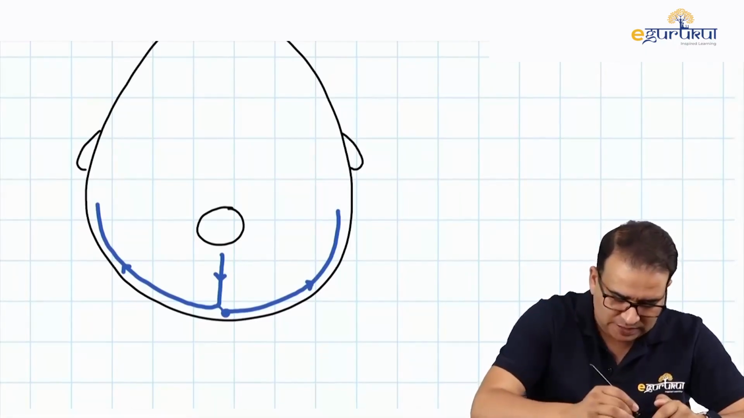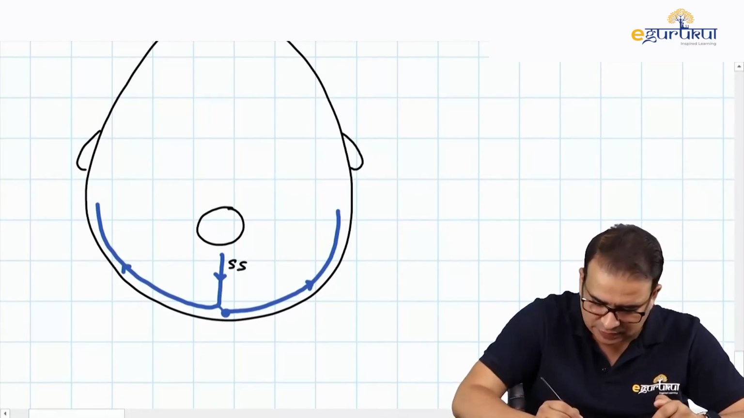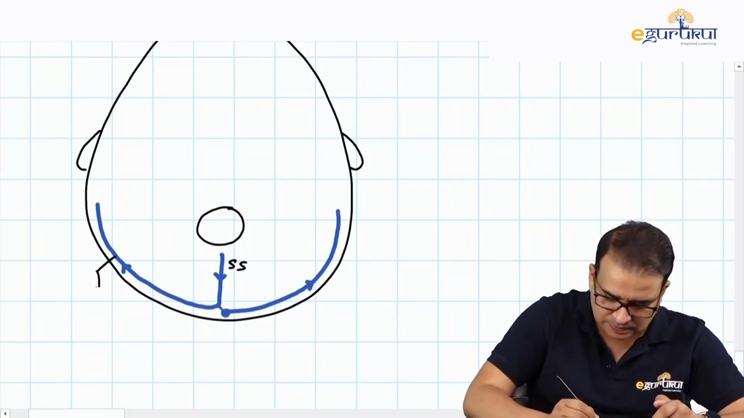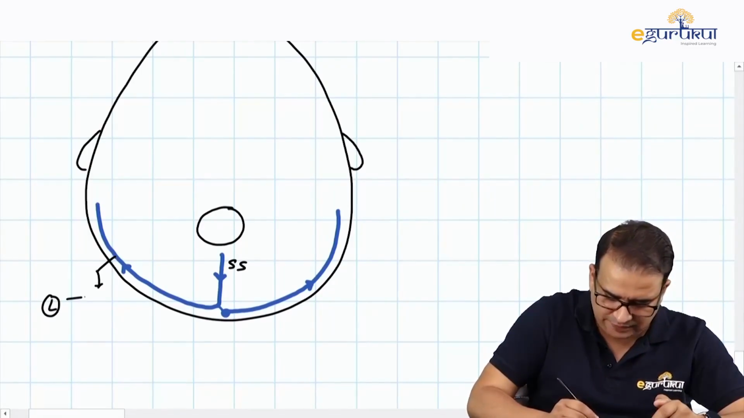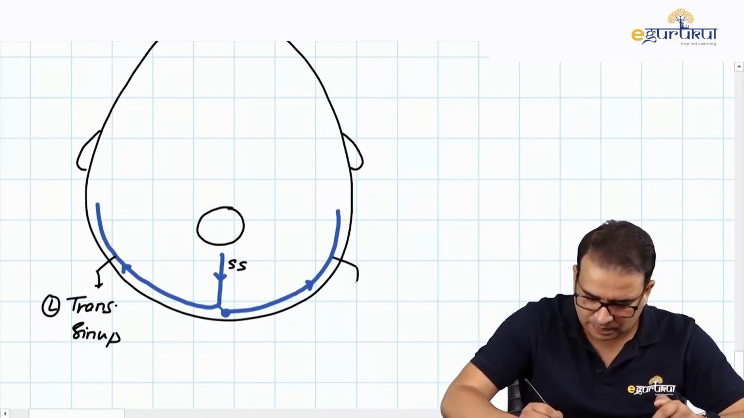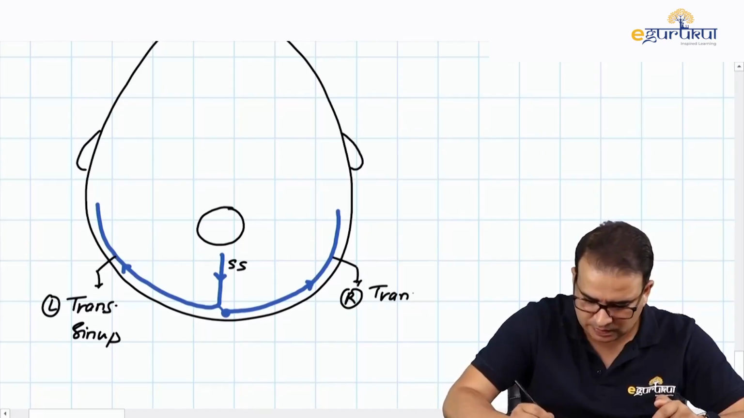Let's write in short only, guys. This is the straight sinus. I'm writing SS for the straight sinus. This is the left transverse sinus. And this one here is the right transverse sinus.